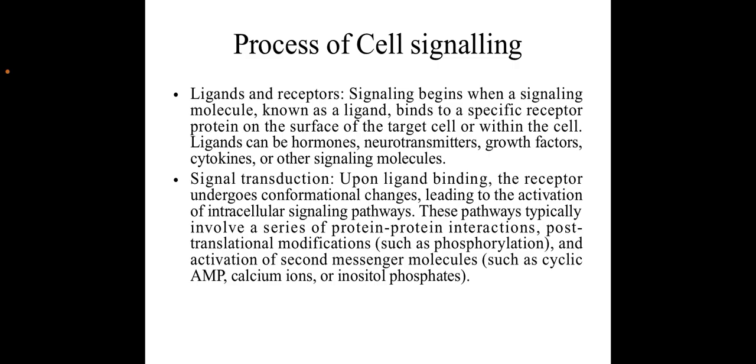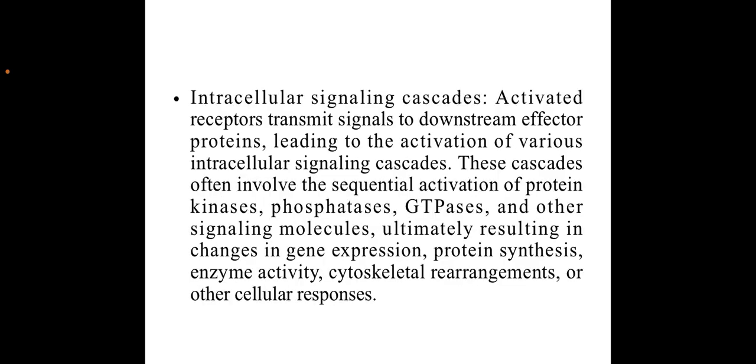And if we talk about signal transduction, upon ligand binding, the receptor undergoes conformational changes leading to the activation of intracellular signaling pathways. These pathways typically involve a series of protein-protein interactions, post-translational modifications such as phosphorylation, and activation of second messenger molecules such as cyclic AMP, calcium ions, or inositol phosphates.